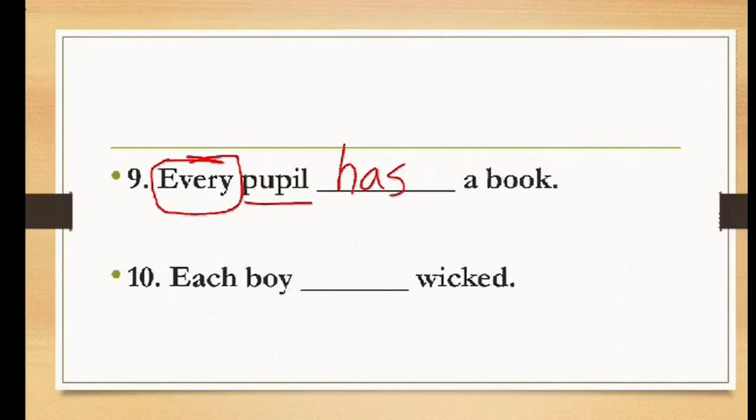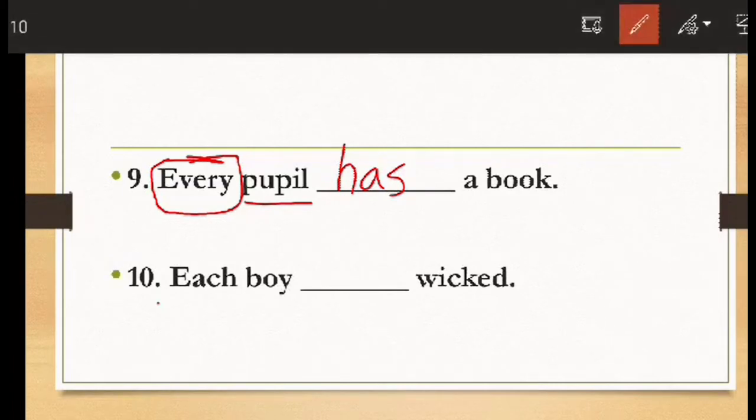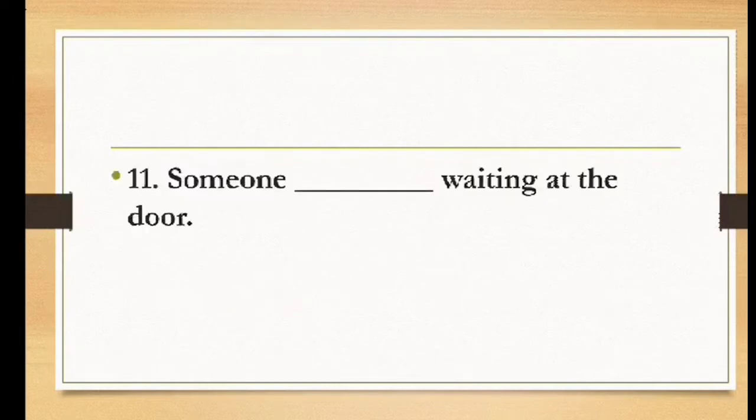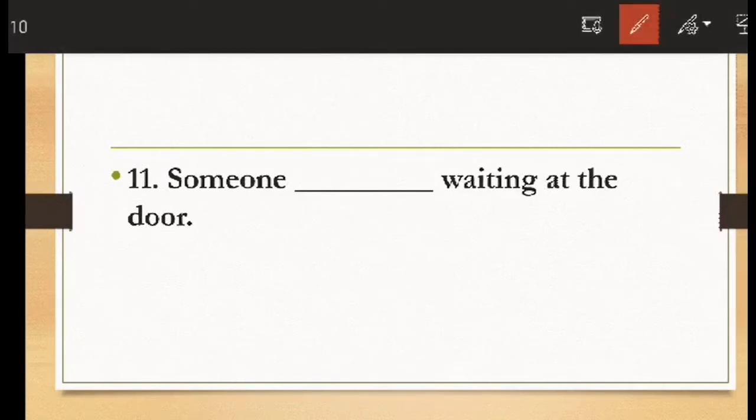Next one is each boy. Each boy is singular, and it will be was wicked or is wicked. So each boy was wicked. Let's see the next one. Someone dash waiting at the door. What will be the answer? Yes, someone is used like every and each, so it will be is. Someone is waiting at the door, or someone was waiting at the door.